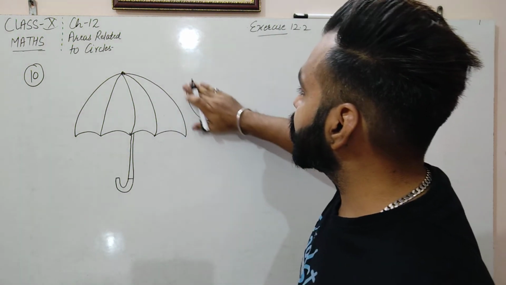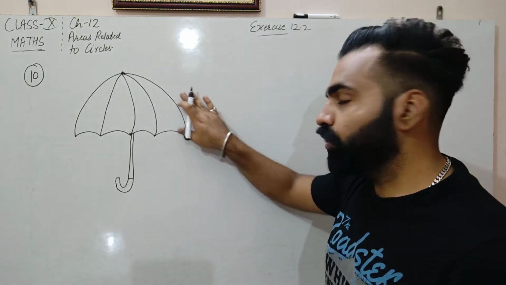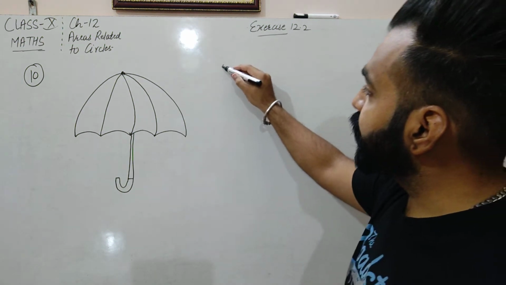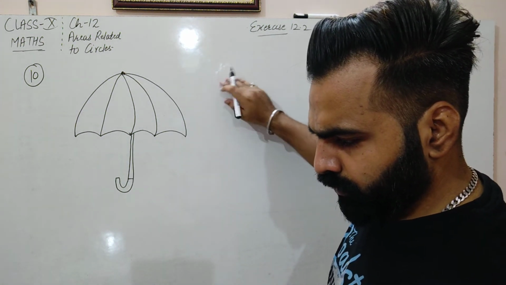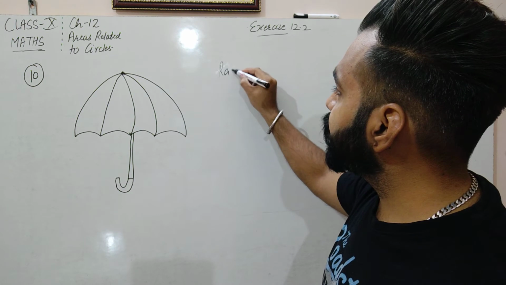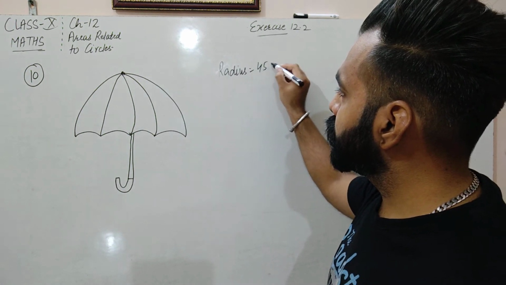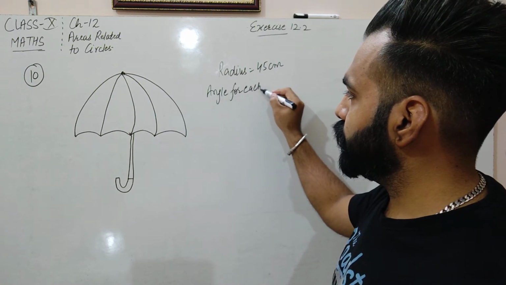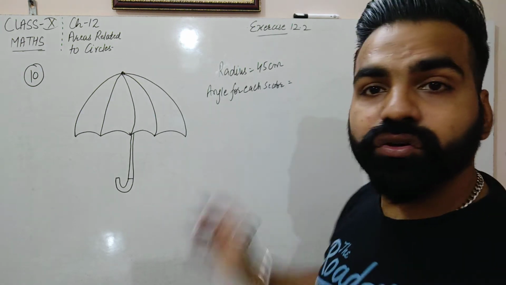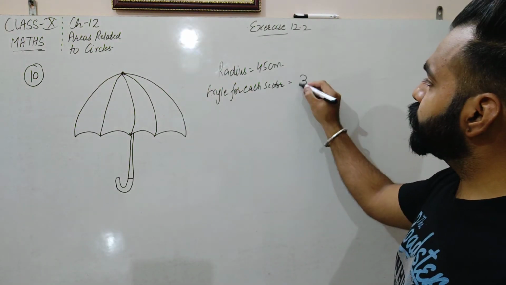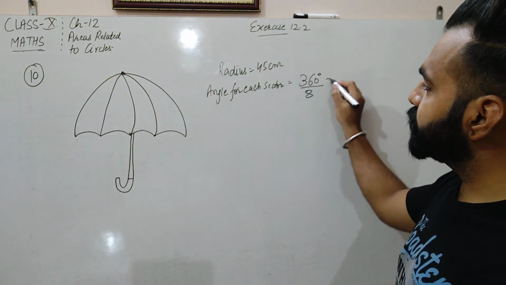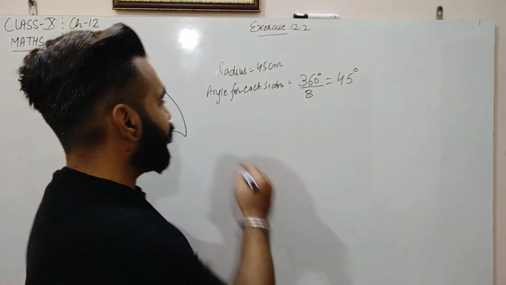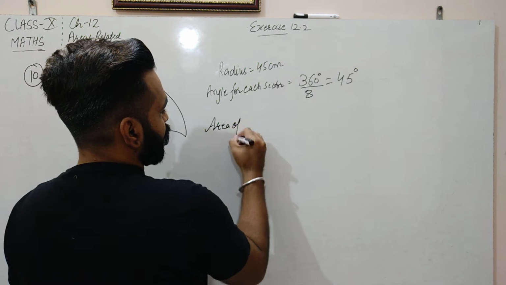So we have to find the area of each sector. All the sectors are equal, so angle will be same for each sector. So radius is given. Radius is 45 centimeter. So angle for each sector. There are total 8 sectors here. So to find the angle, we will divide 360 by 8. This will be equal to 45 degree. So now we will find area for each sector.